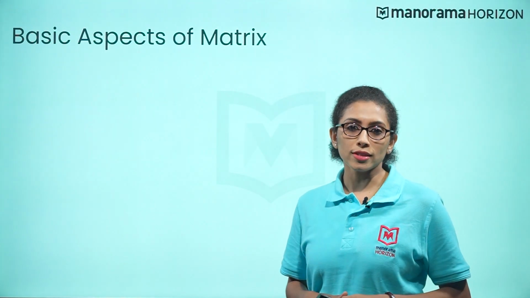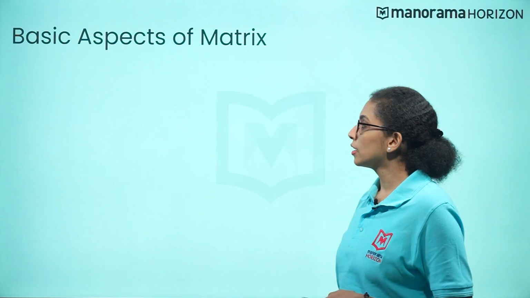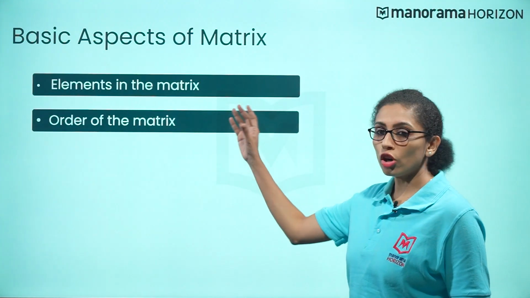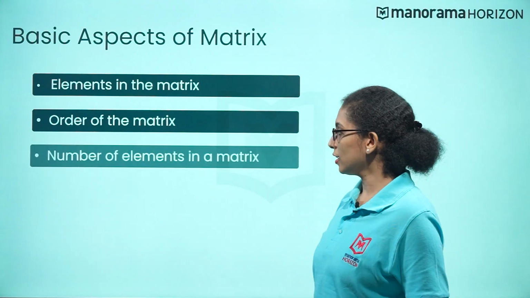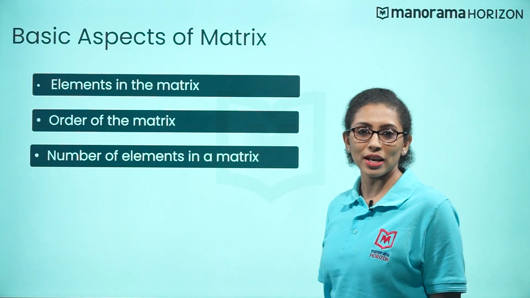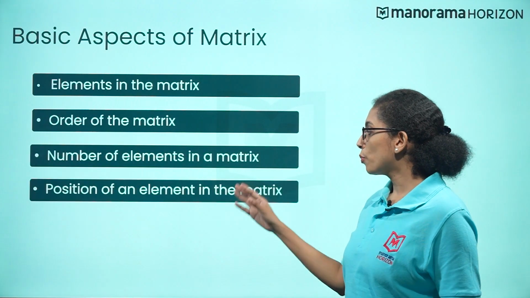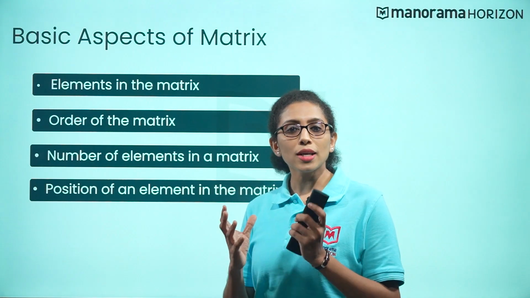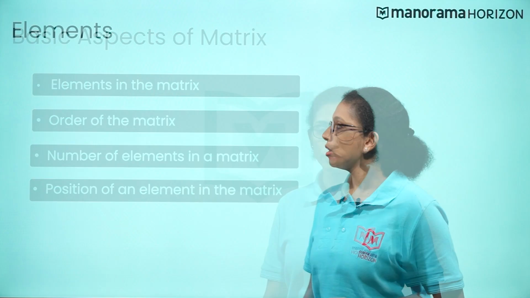Now, there are a few super basic things we need to know about a matrix. Just 4 things. And the first is elements in the matrix. Second, order of the matrix. Third, number of elements in the matrix. And the last, position of an element in the matrix. Let's zoom in and understand the things in detail.